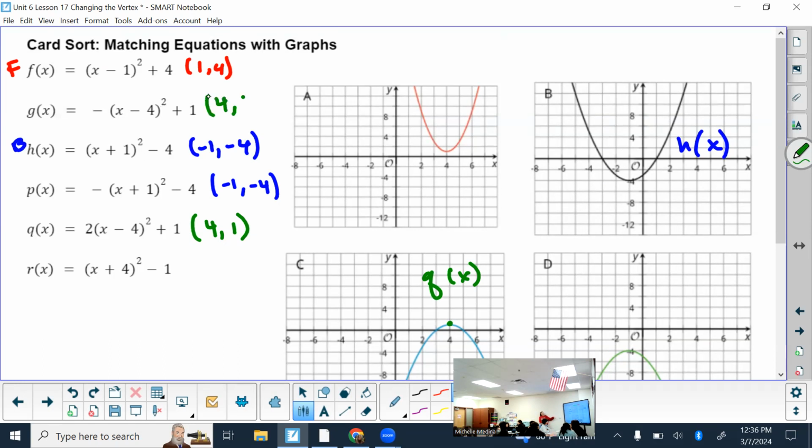So let's compare these two formulas, how they're different. This one has a negative A, this one has a positive A. If it has a positive A, what way does it open? Does graph C open up? So this one actually goes with G of x, that has the same vertex, but it opens down. So G of x goes with C. That means Q of x goes with which one?